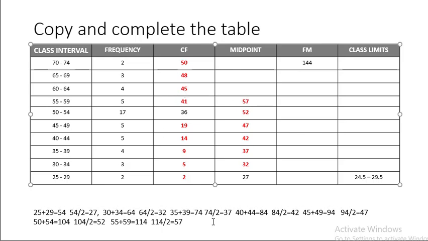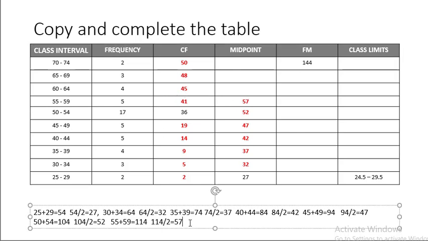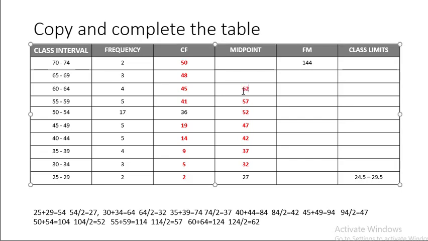So the next one is 60 to 64. So we have what? 60 plus 64 is equals to 124. Correct? So 124 divided by 2 is equals to 62. So we place in 62 here.